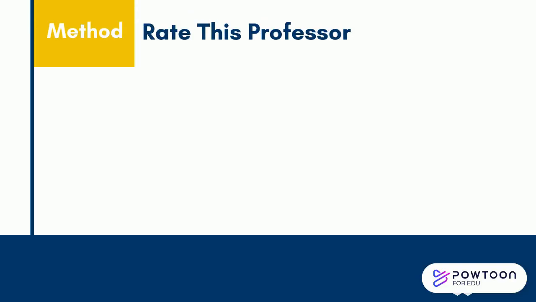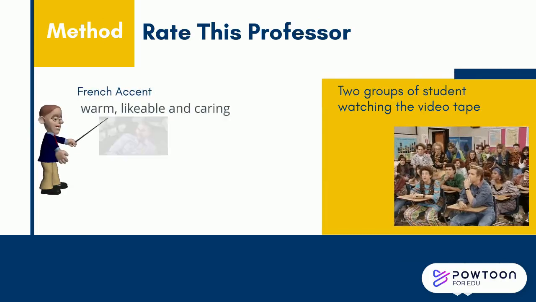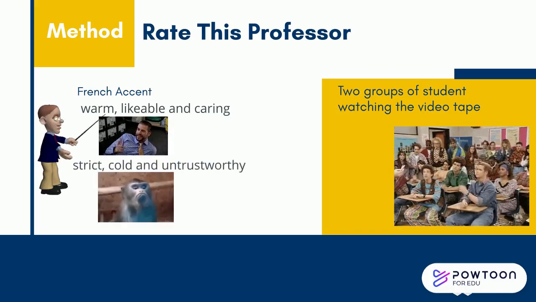The experiment gathered 118 students in the introductory psychology department. They were asked to evaluate the professor by watching a videotape interview and were ignorant of the true intention of the study. The professor is a Belgian who speaks English with a French accent. The students were randomly assigned into two groups. One group will watch the professor being very warm, likable, and caring to his students in the interview, and the other will watch the professor being strict, cold, and untrustworthy towards the students.